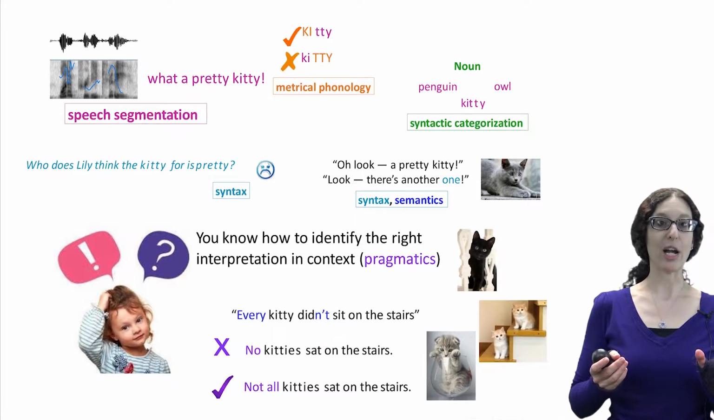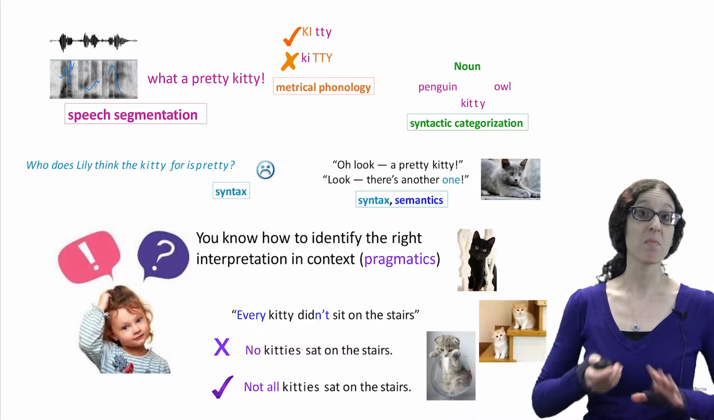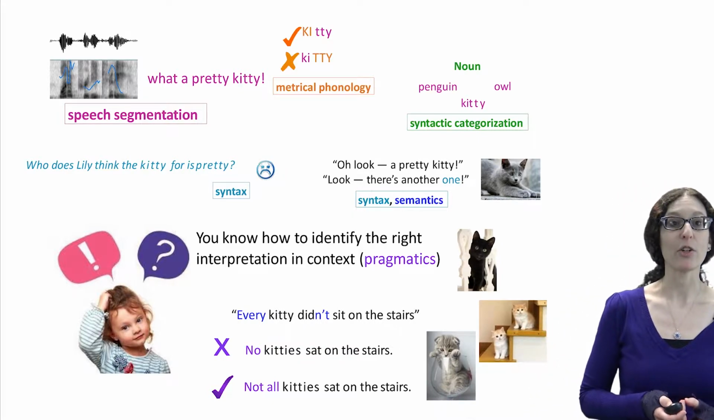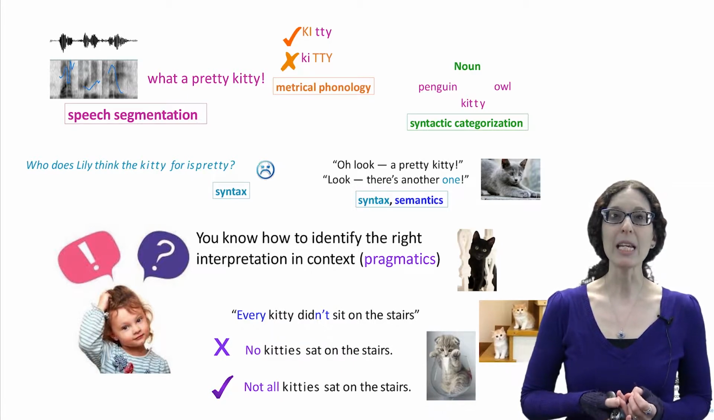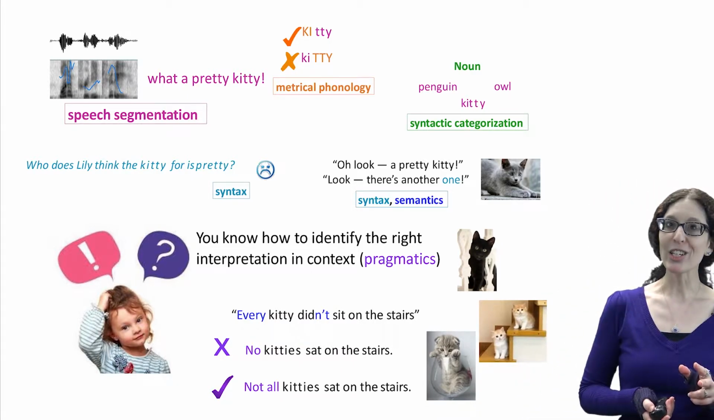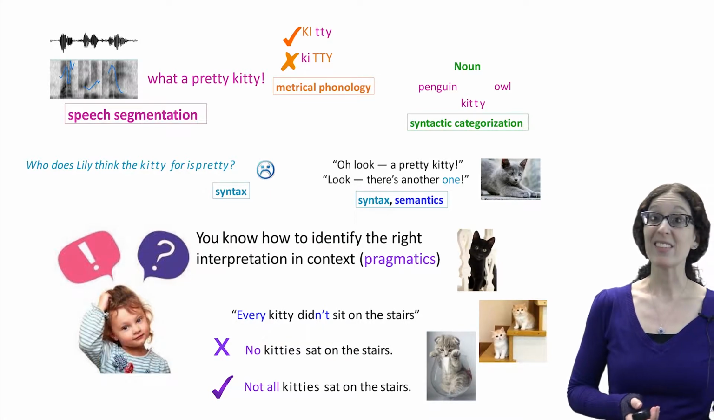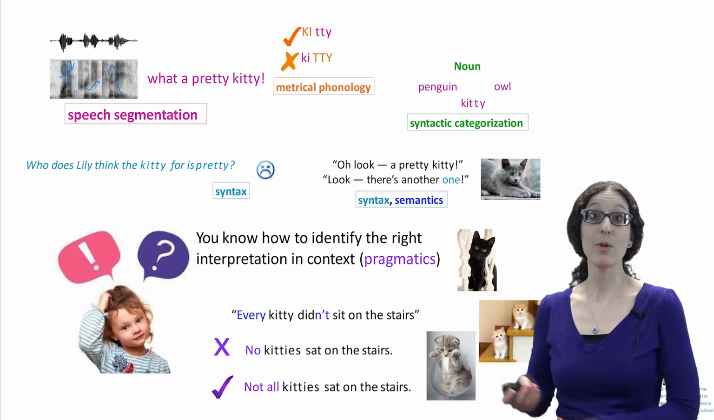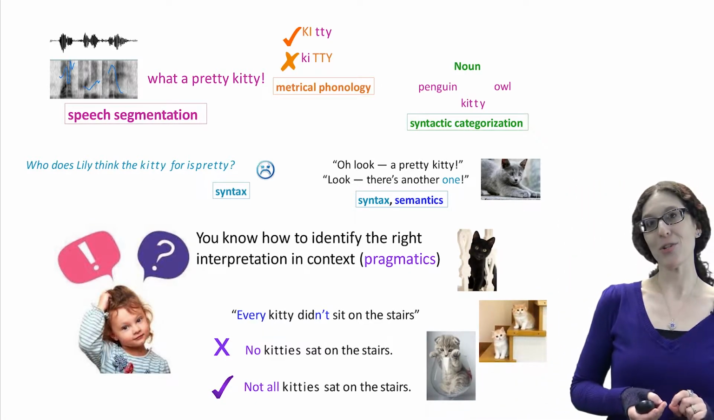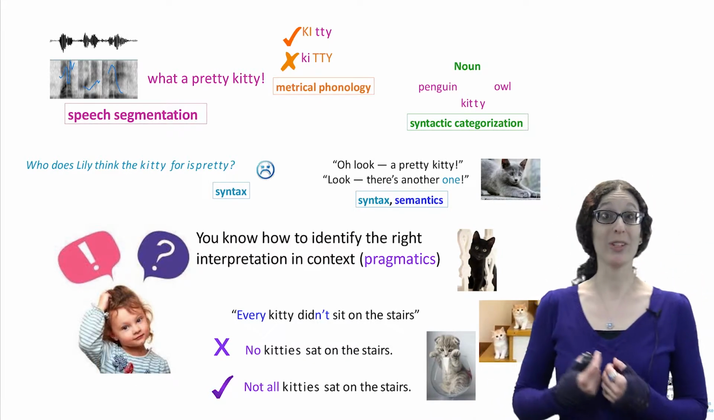So let's consider this scenario. We have a couple of kitties in these pictures, some of whom are sitting on stairs. That's our world. And here's what I'm going to tell you. Hey, guess what? Every kitty didn't sit on the stairs. What do I mean? Well, there are actually two interpretations to this utterance. One is that no kitties sat on the stairs. That's false in this scenario because some of them are on stairs. The other interpretation is not all kitties sat on stairs, which is true in this world.